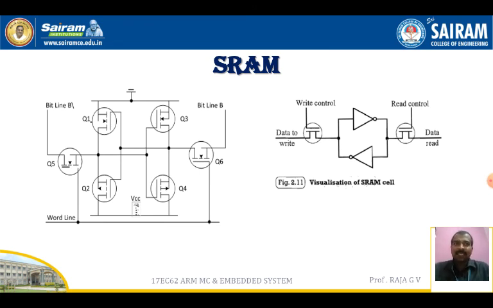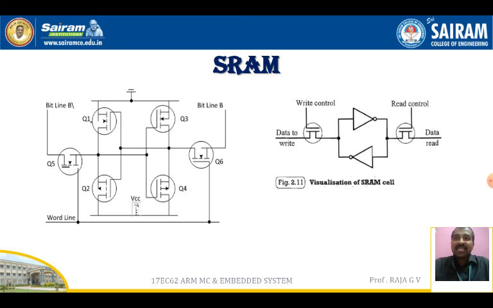For reading the content of the memory cell, assert both the B and B bar bit lines to 1. If you make all the B and B bar to 1 and set the word line to 1, you can read the content. What is the limitation of SRAM? It is nothing but low capacity and high cost.